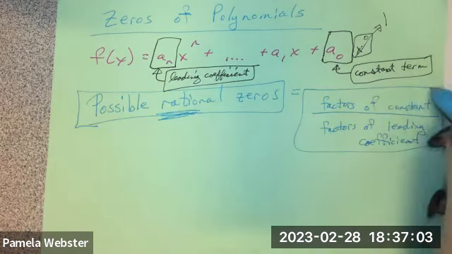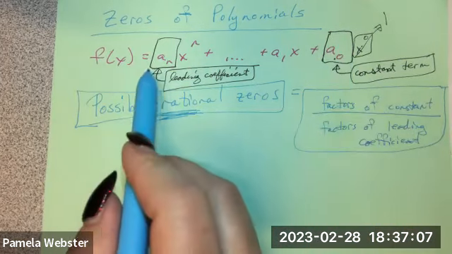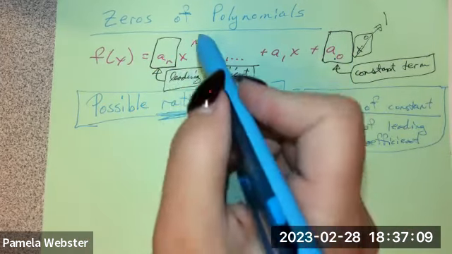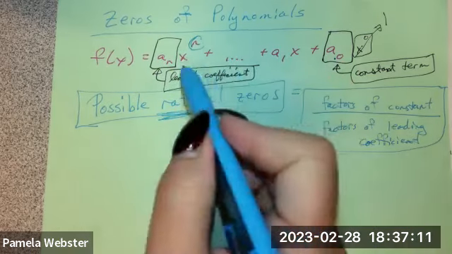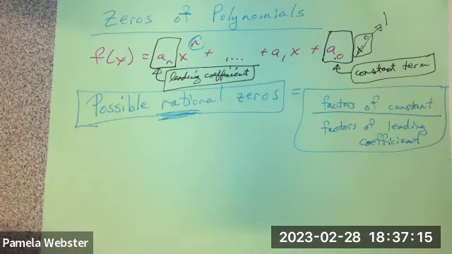So this is what I'm after. I need to know the last term that doesn't have an x with it, and I need to know which term has the largest exponent, n in this case, so that I can find the leading coefficient. And I'm going to take all the factors of the constant and divide them by all the factors of the leading coefficient. That will tell me all possible rational zeros.